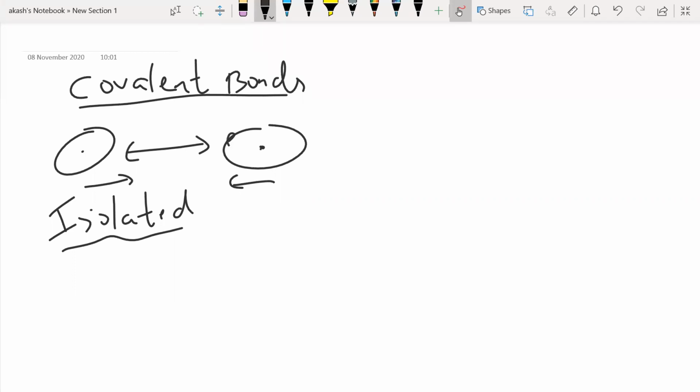And obviously it will have some electrons also, right? So when the atoms are isolated, that is when they are very, very far away from each other, there will not be any interactions. That is understood, right? But if I just push them like this to a position where the interaction starts.